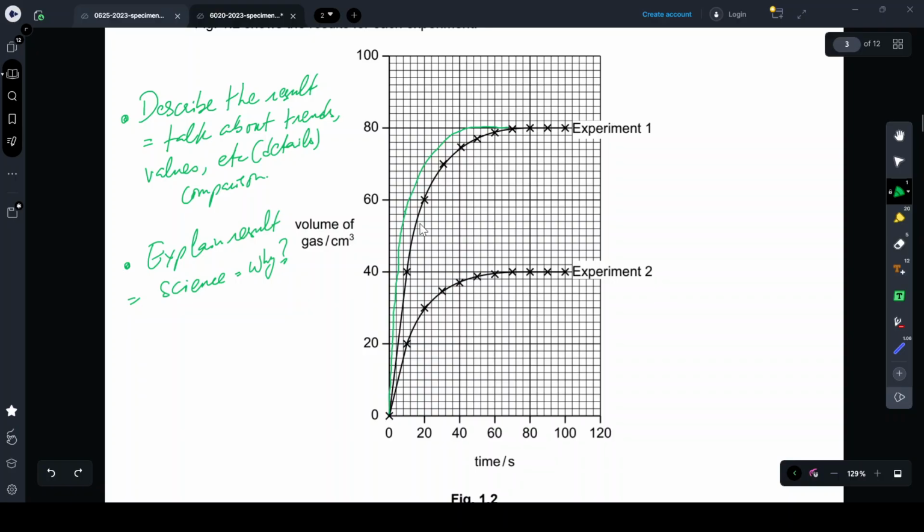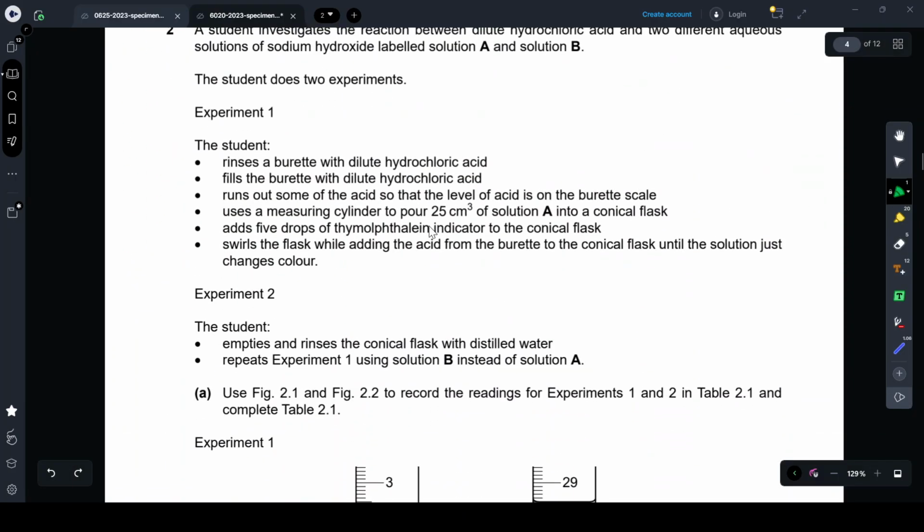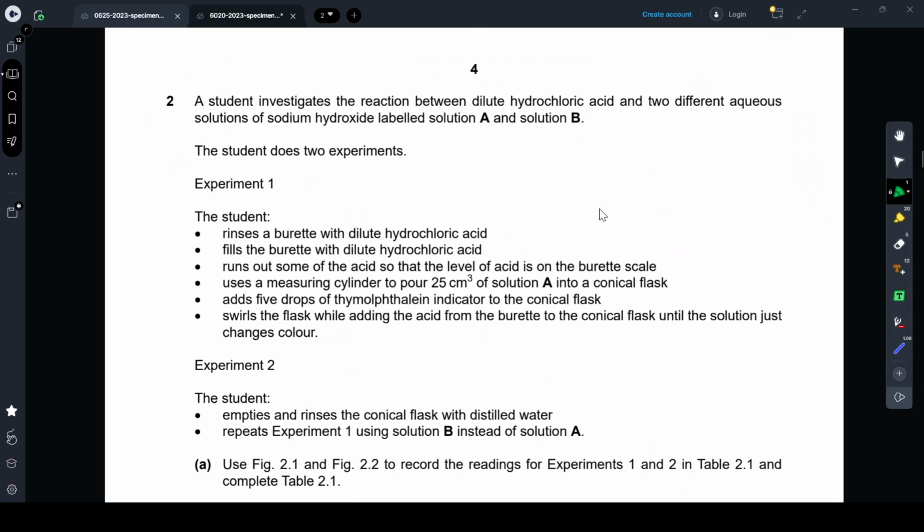So we're done with this question. Next. So there's a lot of text over here. A student investigates the... Do we have time? We do have time. A student investigates the reaction between dilute hydrochloric acid and two different aqueous solutions of sodium hydroxide, labeled solution A and solution B.